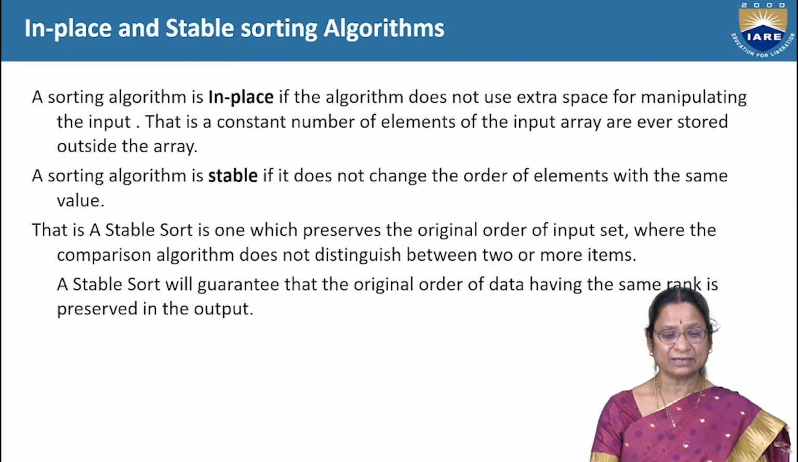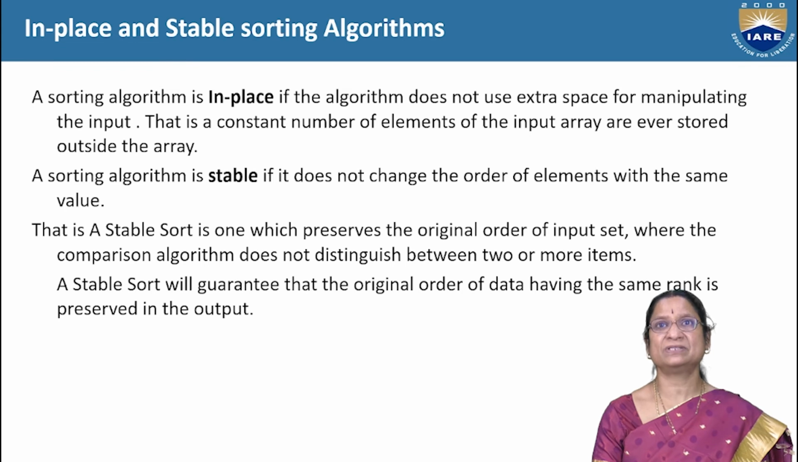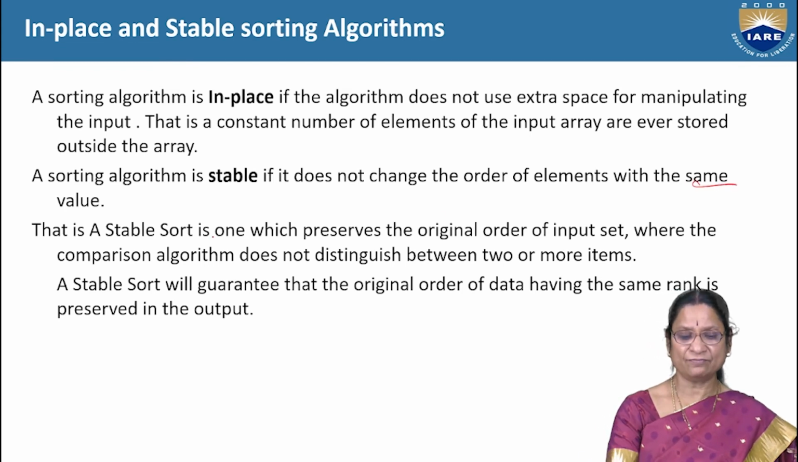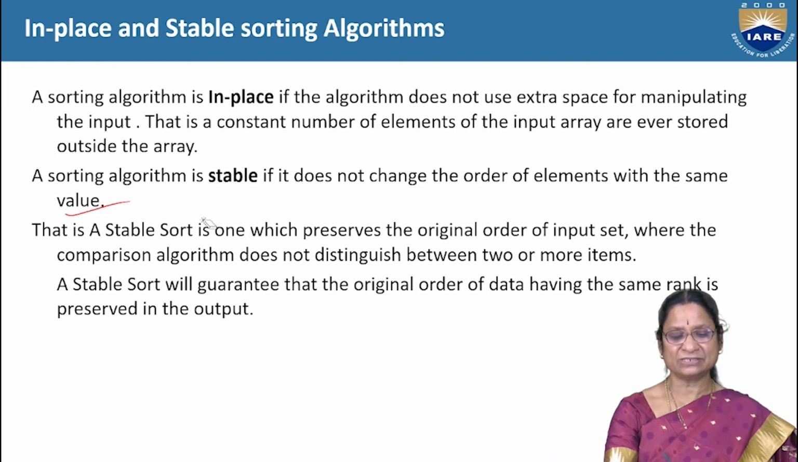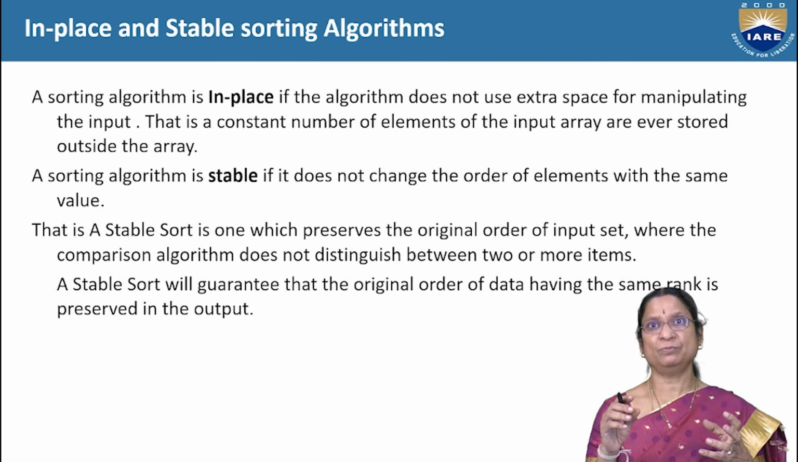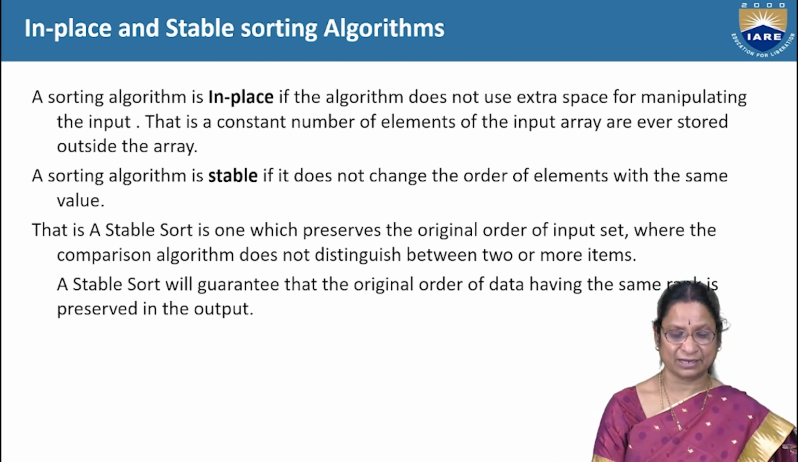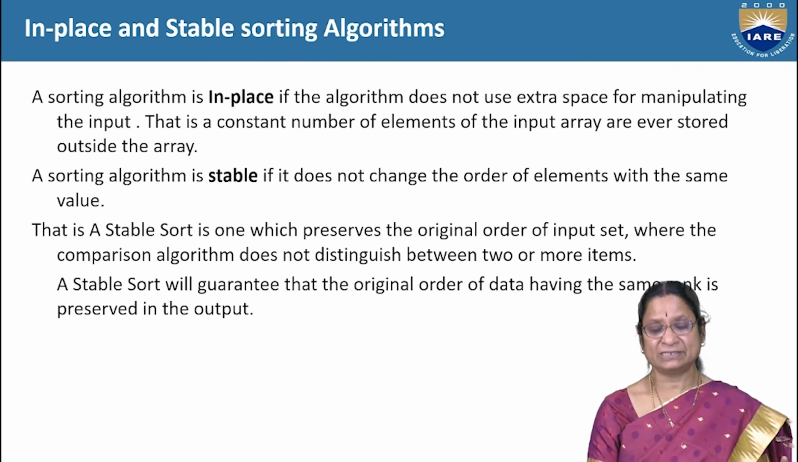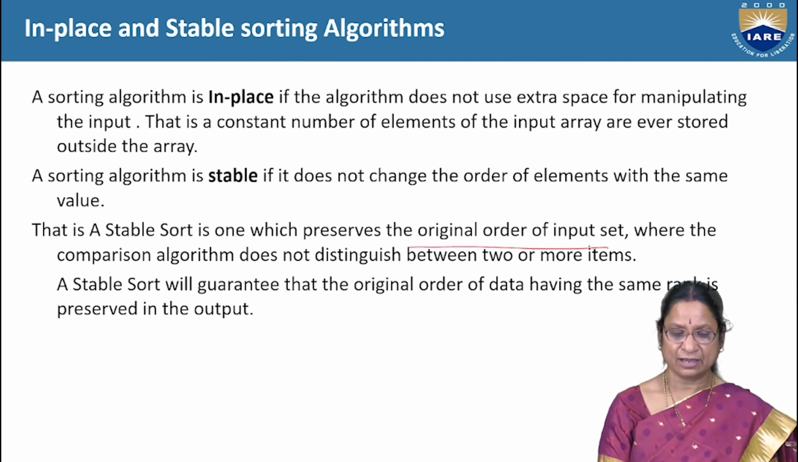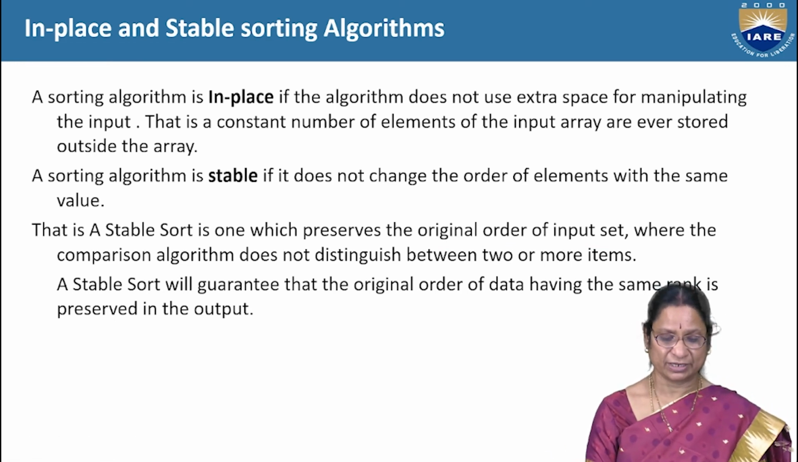So what is a stable sorting? A sorting technique is stable if it does not change the order of the elements with the same value. So if elements with the same value are there, after sorting also we will get them as a group only. But in whichever order they are in the input, in the same order they appear in the output, then we will call it a stable sorting. Generally, it preserves the original order of the input set, and while comparison also, it doesn't distinguish between the items, but the placing is going to be done according to their order only.